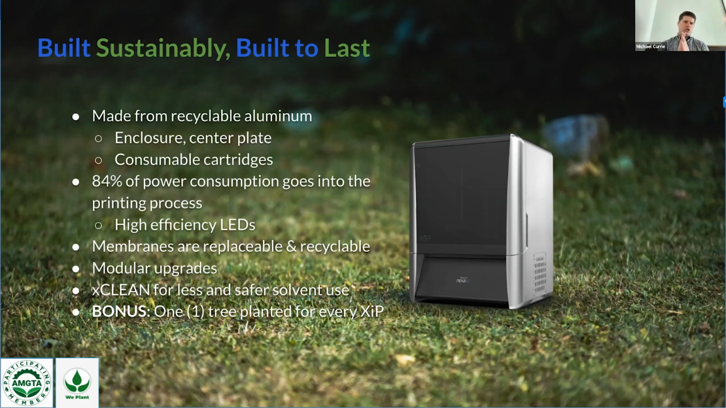So you'll see a lot of aluminum in this machine. The enclosure and the actual consumable bottles are aluminum, and this is meant to be recycled. Aluminum is one of the most recycled materials on the planet, and so we hope that you will do the right thing. Also, because we're using high efficiency LEDs and we're basically just sipping on electrons here, we're trying to put as much of our electricity into the print process itself.